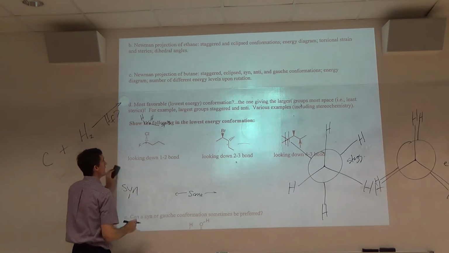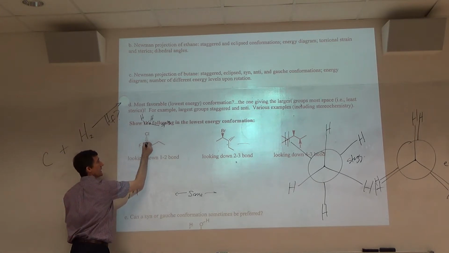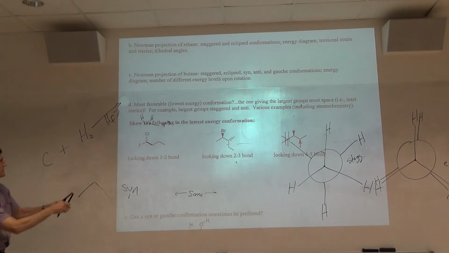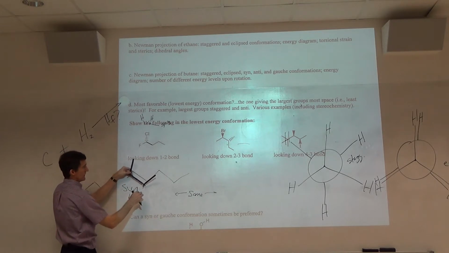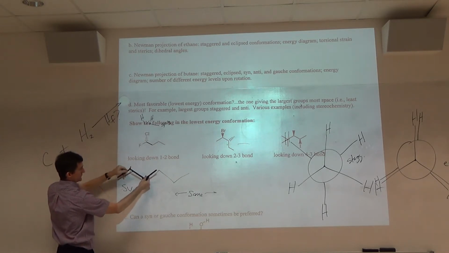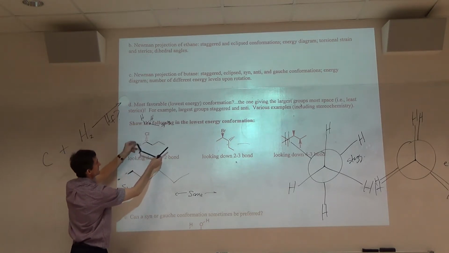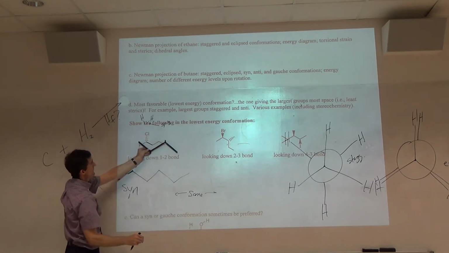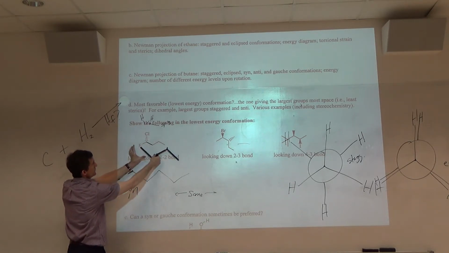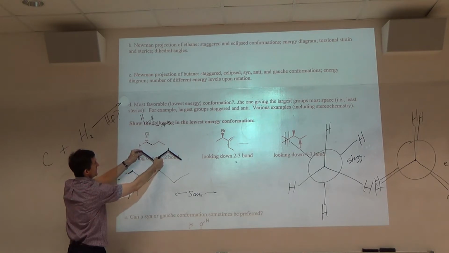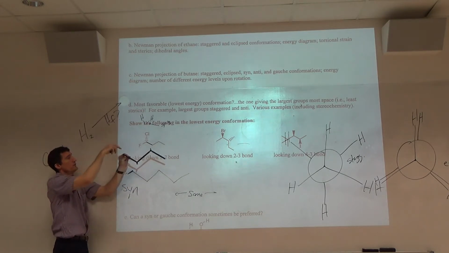Looking down the 1-2 bond. All right, let me show you a little man here. A woman. You want to look down this bond. By the way, when you draw alkanes, why do you draw them zigzag? Because you're really drawing them anti. But let's say that's that. There's the backbone, and it's saying look down the 1-2 bond, so I'm going to look down this. Now this carbon has a chlorine and a fluorine in a tetrahedral arrangement.